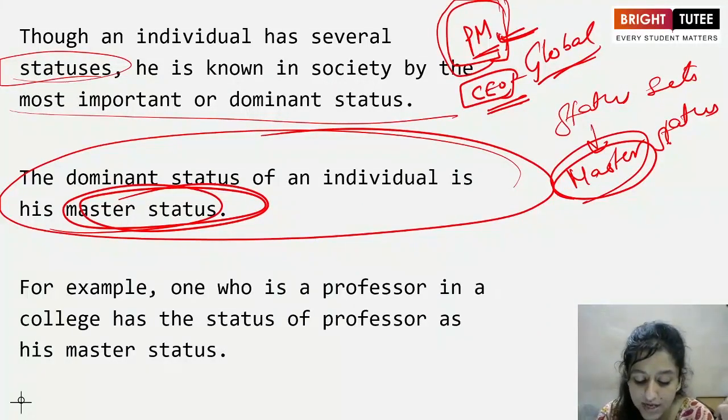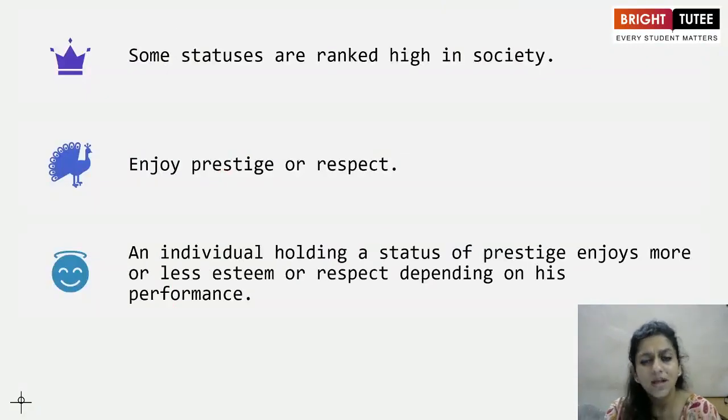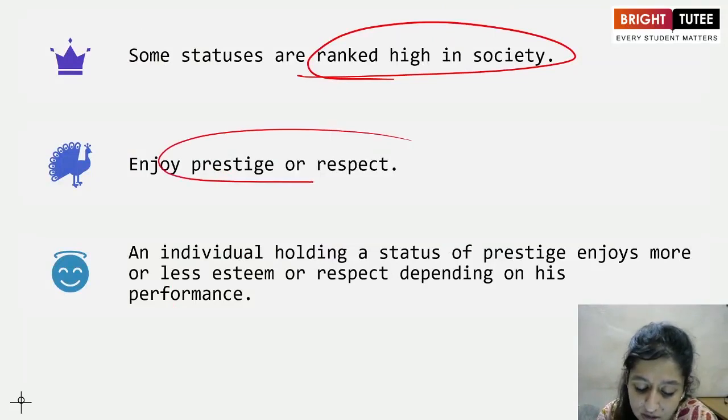Therein they have taken an example. One of the professors in the college has the status of a professor as a master status. Because you are a professor, because you have that master status or dominant status of being a professor, that is how you are known in the majority of society. So some statuses are ranked high in society and enjoy prestige and respect.